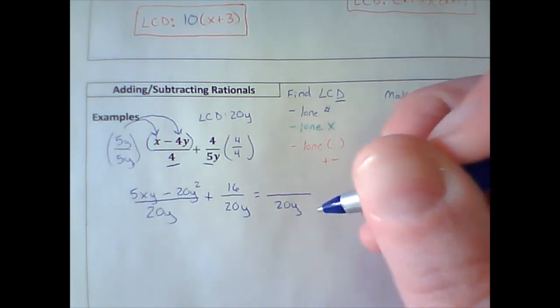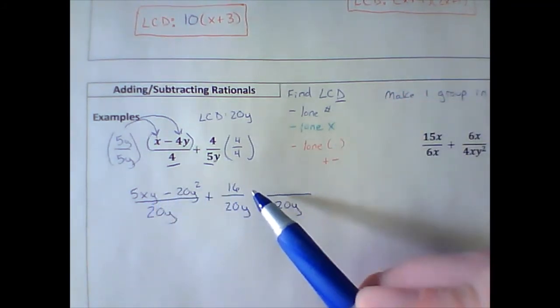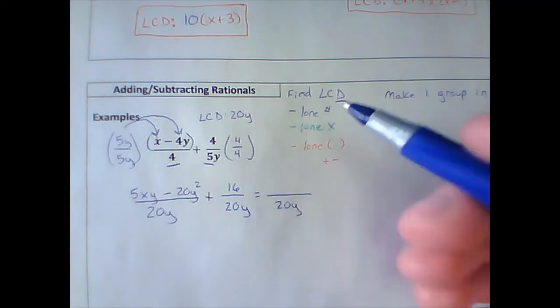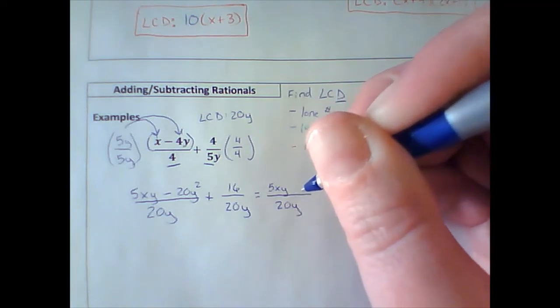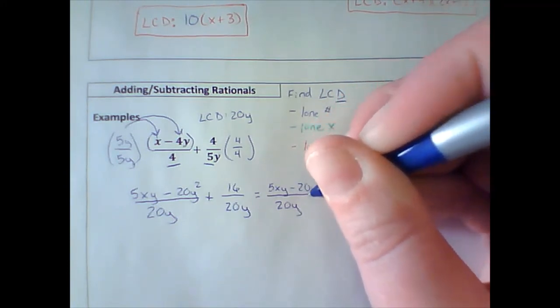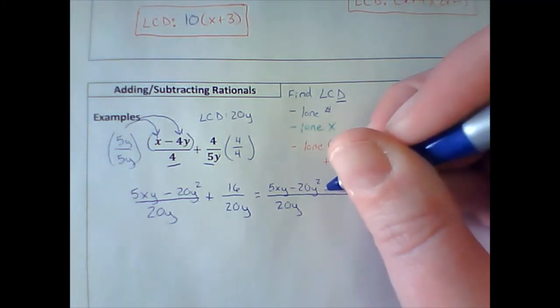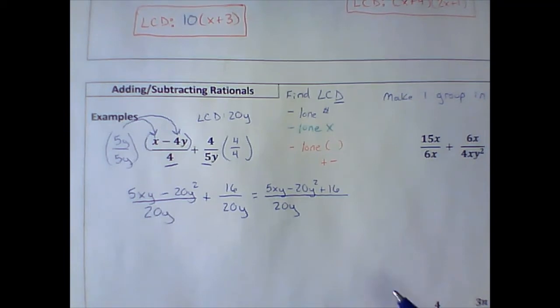Okay, and remember that when you add these, the denominator does not change. That's a unit. It's tracking how big they are. So it doesn't change because what changes is the amount, not their size. And now we're just doing the like terms part. We have a 5xy, a negative 20y squared, and a plus 16 because there are no like terms.